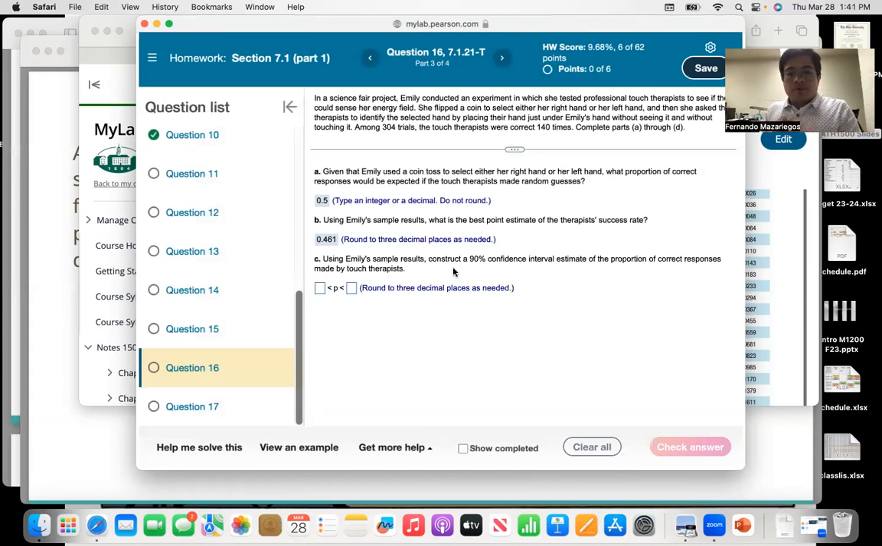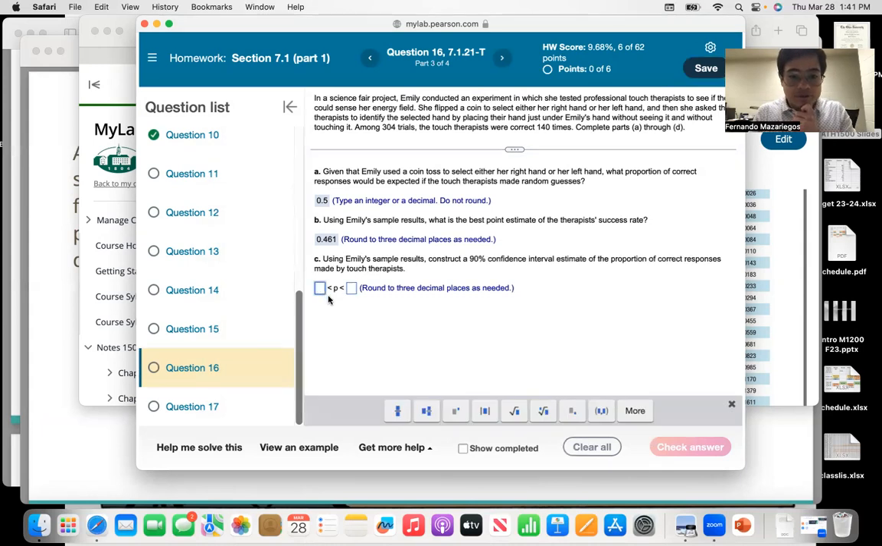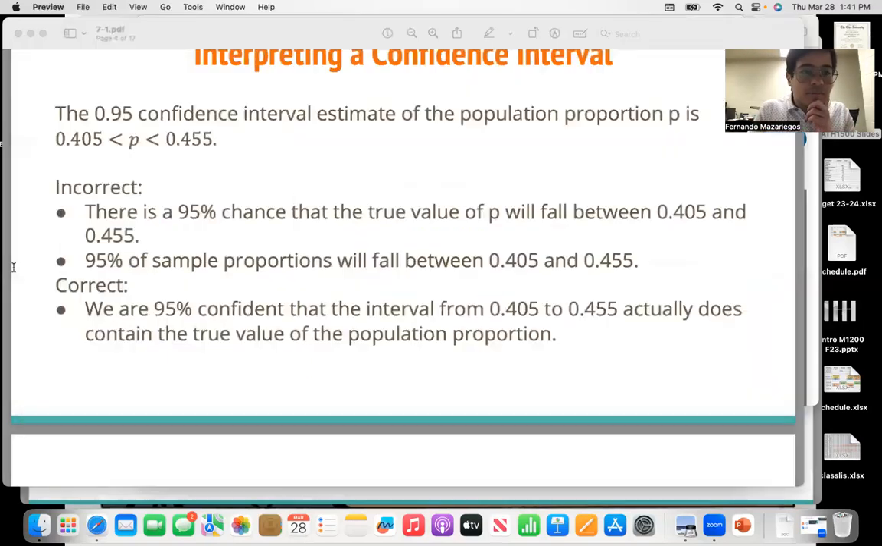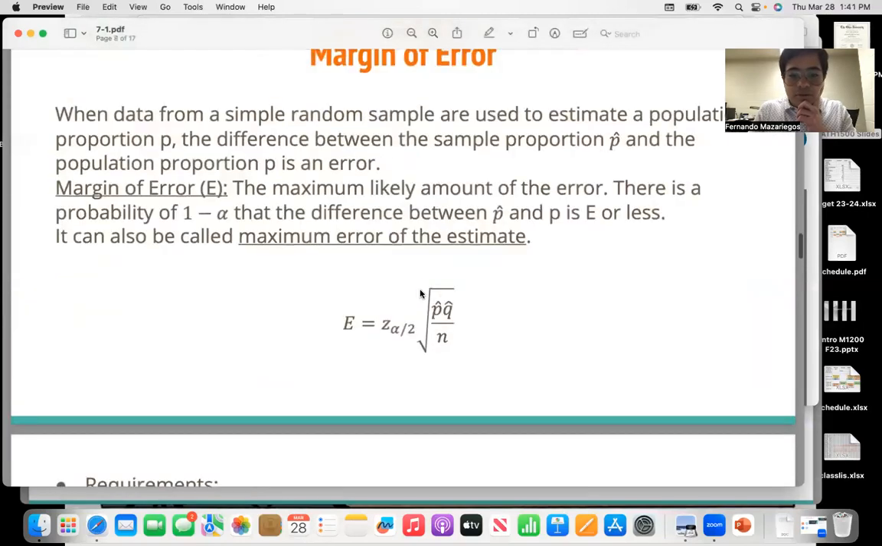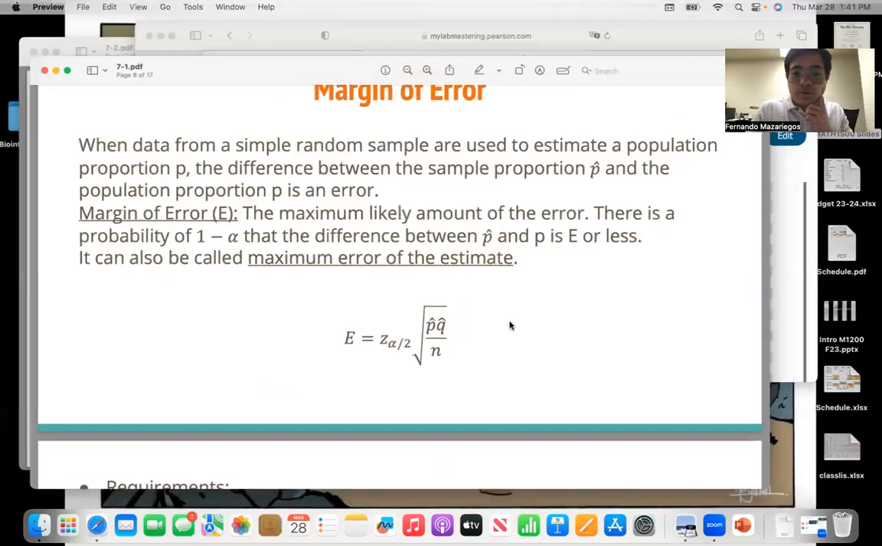Part C, using Emily's sample results, construct a 90% confidence interval estimate of the proportion of correct responses made by touch therapists. So we have the point estimate. Now we need to find the margin of error. So let's find that here in this little box right here. So we need a formula that would be Z times the square root of p times q over n, if I'm not mistaken. We have it right here. Let's take a look just to make sure. Yes. So that's the formula we want to use.